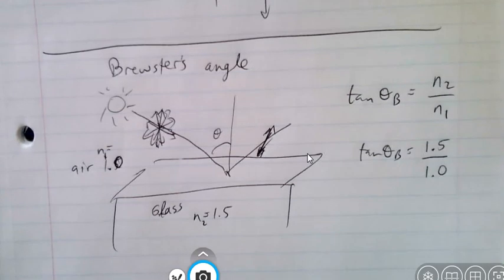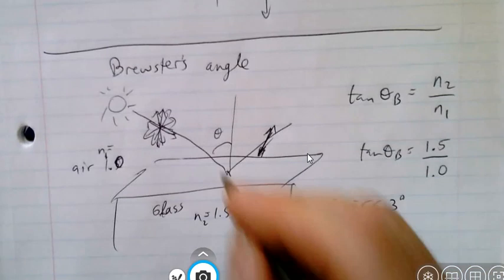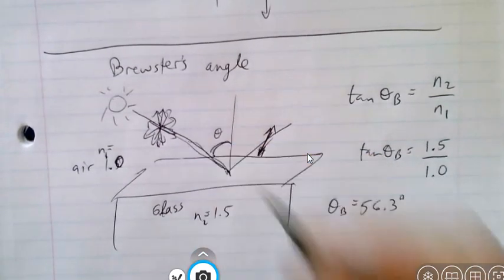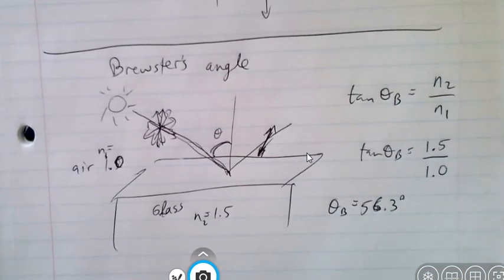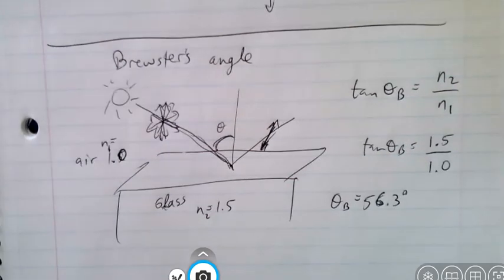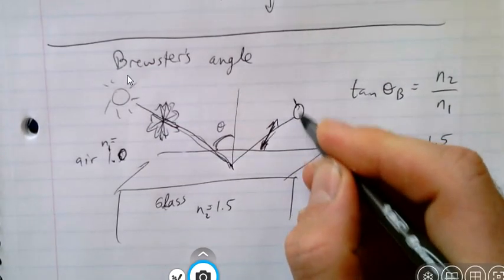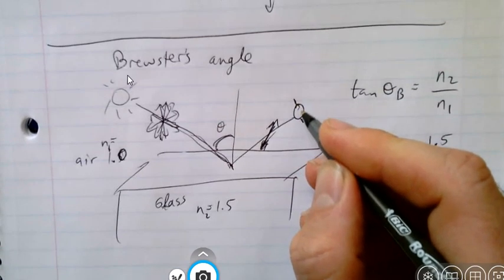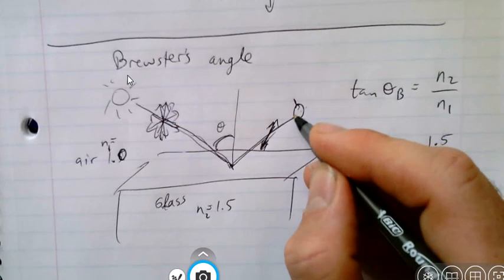So I have 56.3 degrees as my theta b. That means that this angle should be a little bit bigger than 45 degrees. And if that's the case, then I'm going to have almost exclusively horizontally polarized light. You may have an idea that this is useful if you were wearing polarized sunglasses. If you wear polarized sunglasses and their axis is along the vertical, then all of the light that's reflected from this surface is going to be blocked.